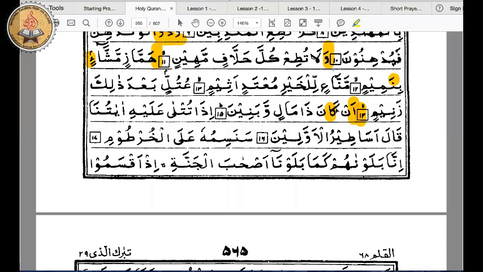So just over here, because the alif is joined to the kaf, it's going to be 2 seconds. So ankana. Ankana zamalin. Okay, good. And the next verse, please.